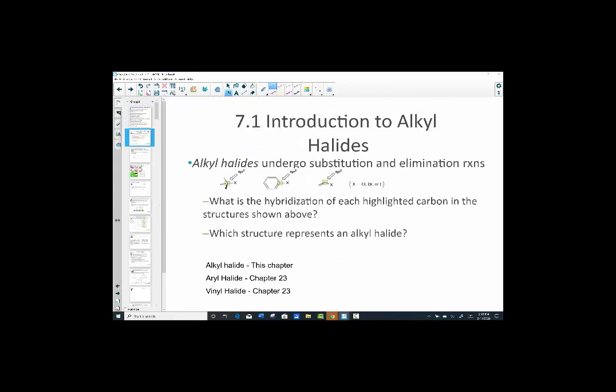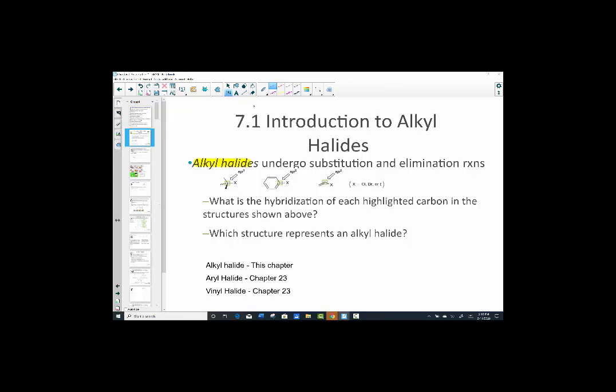So let's dive in and talk about our alkyl halides and make sure we understand what it is we're studying in section 7.1. The title of our chapter was alkyl halides. So let's make sure we understand its definition. An alkyl halide is defined as a compound that will undergo substitution and elimination reactions. Those two competing pathways, substitution and elimination, only occur in an alkyl halide.